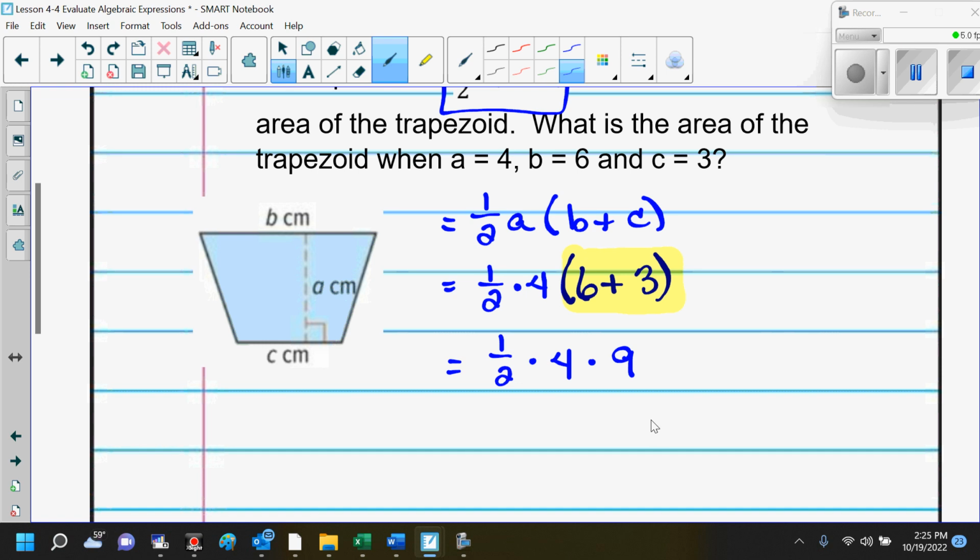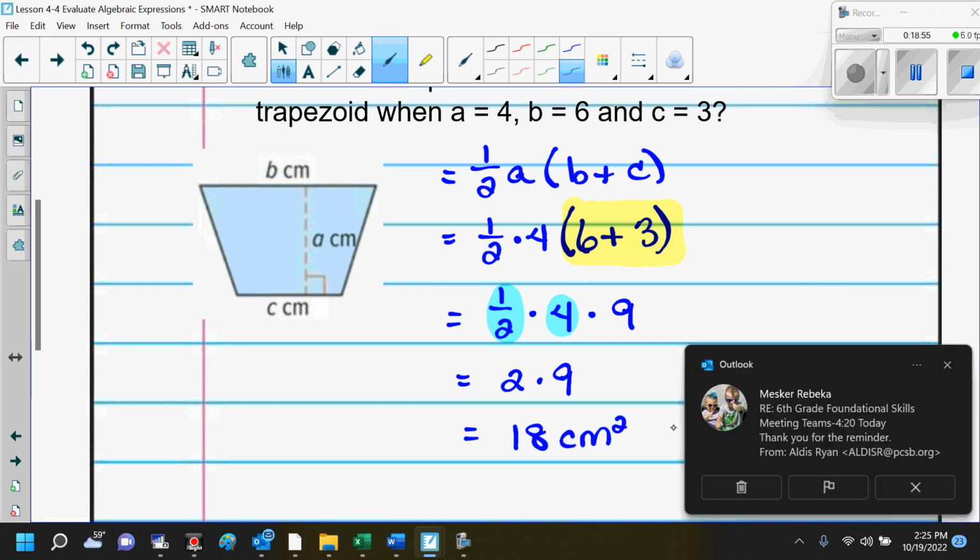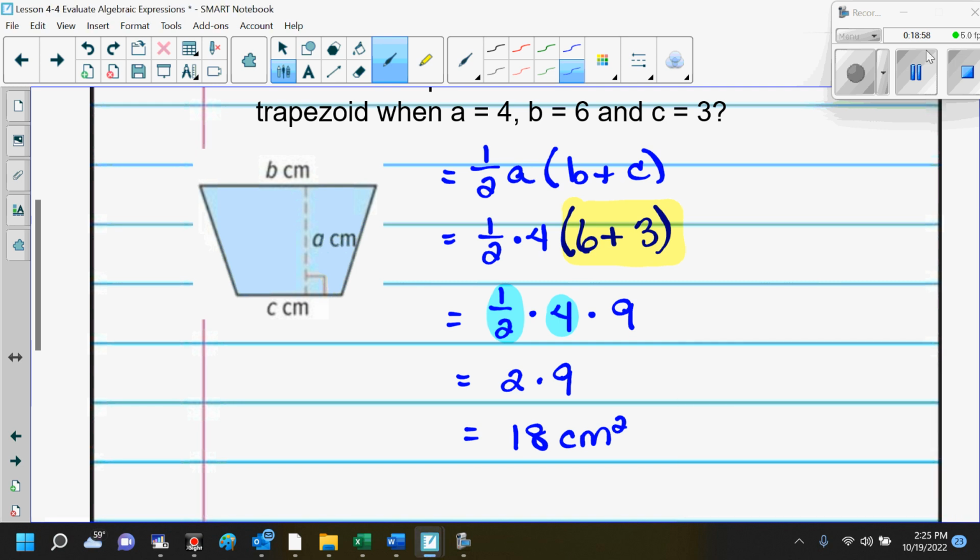Now, this is all multiplication now. Can I do this in any order I want? Yes, you can. You can do this in any order you want because it's all multiplication, and multiplication has the associative property, okay? I'm going to choose to do the one that I could take half of. Does everybody see that? Half of 4. That's easy, right? That's going to be 2. So we've got 2 times 9, which of course is 18. And because this is area, this is centimeters squared. Is everybody clear?